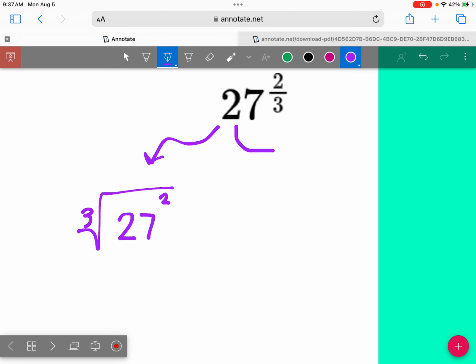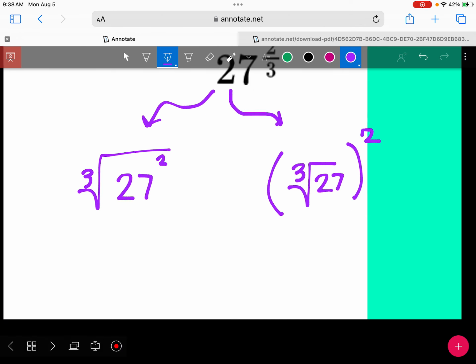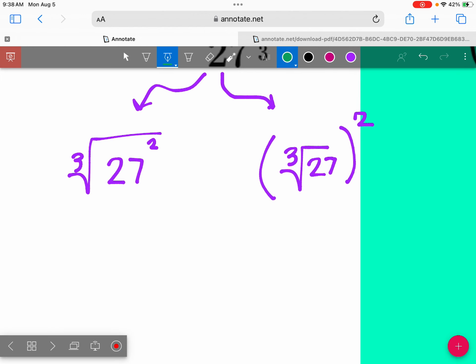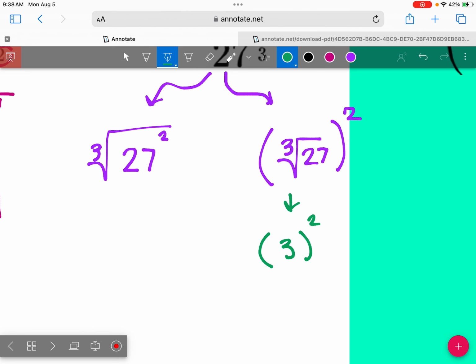So an easier way might be to come over this way and do the cube root of 27 first, and whatever that is, square that. Either way is fine. Whatever way you want to do it. Just make sure we're taking the denominator from our power, and that's your index. So, what is the cube root of 27? 3. So if we do it this way, we notice that this is now 3 squared. Which means what's our answer? 9.